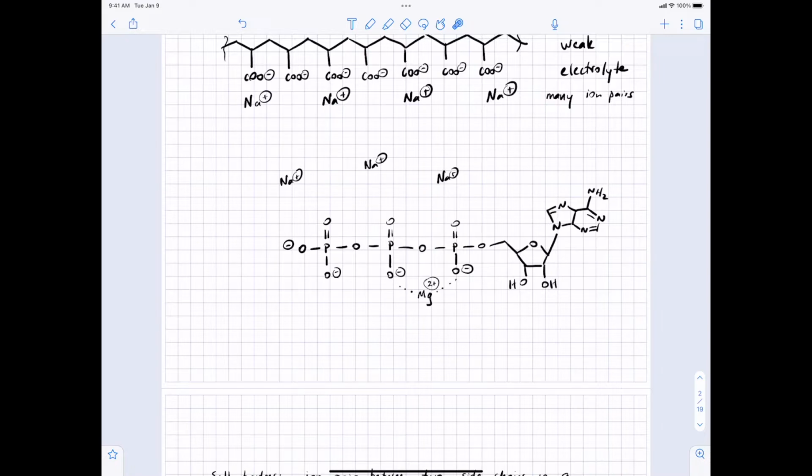Yeah. Can magnesium chelate with these other two? Mm-hmm. Yeah, for sure. I don't know the extent to which either of these options is more favorable than the other, but yeah.